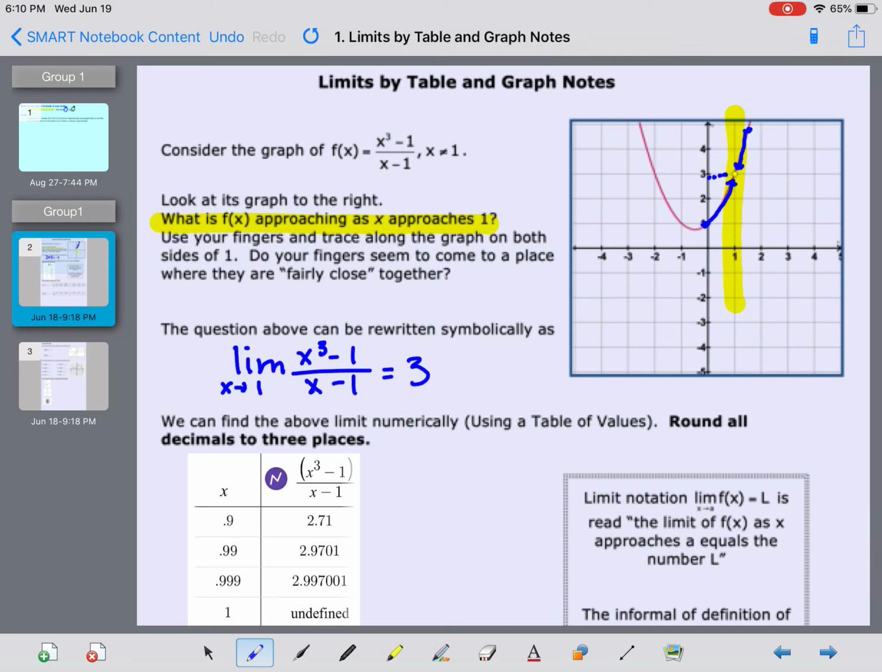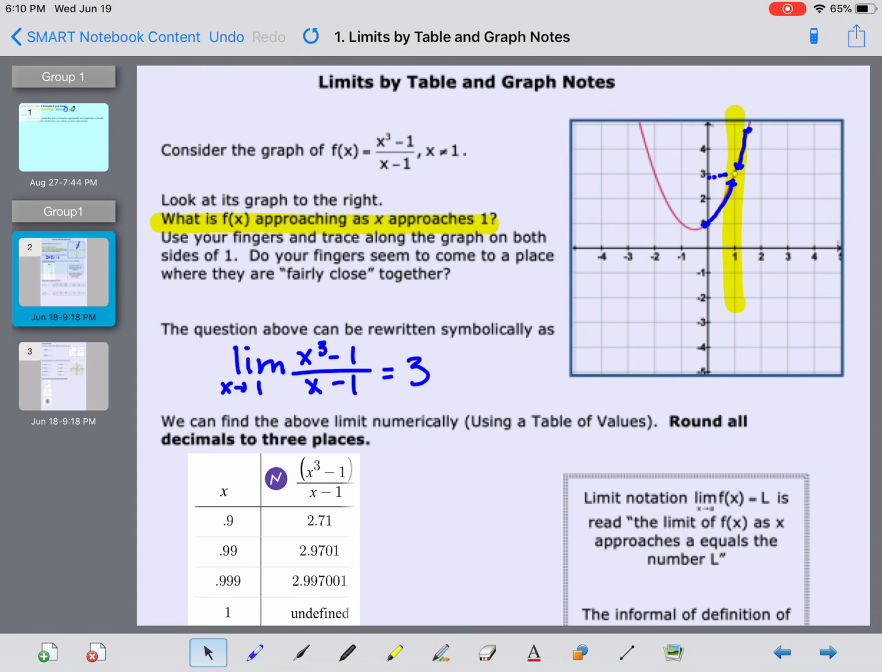Okay, so the limit of (x cubed minus 1) over (x minus 1) as x approaches 1 is equal to 3. The function is not equal to 3. The limit is equal to 3. So that's going to be really, really important because the function is undefined. We know that.